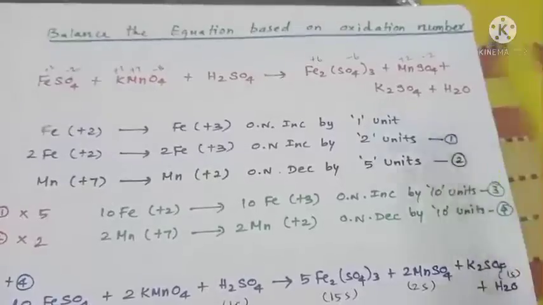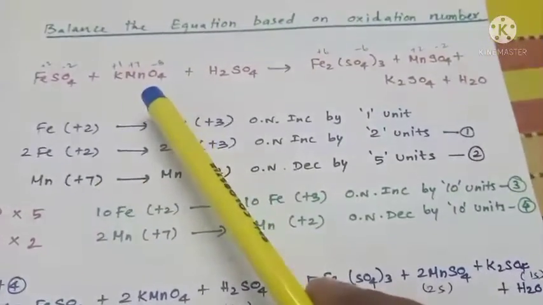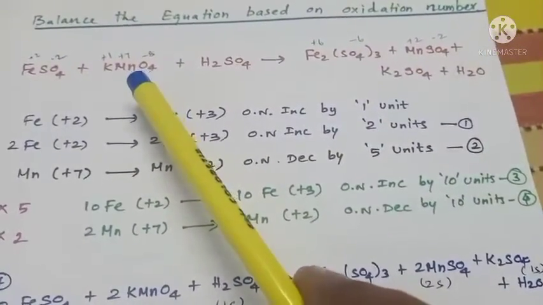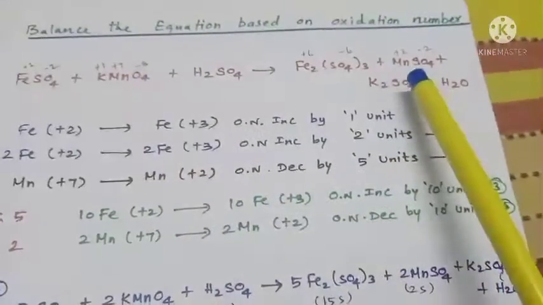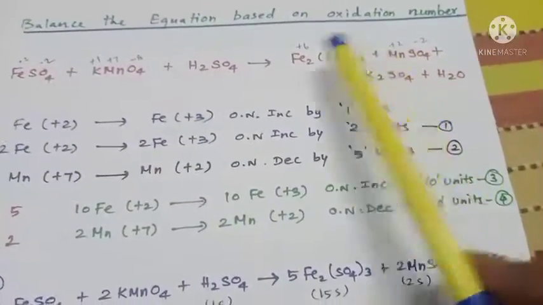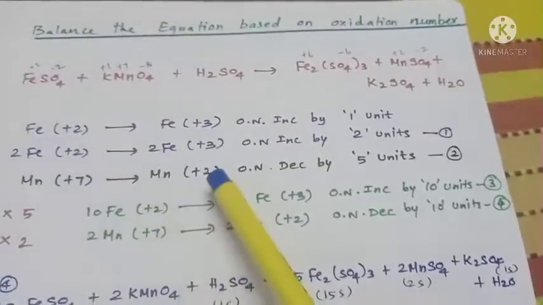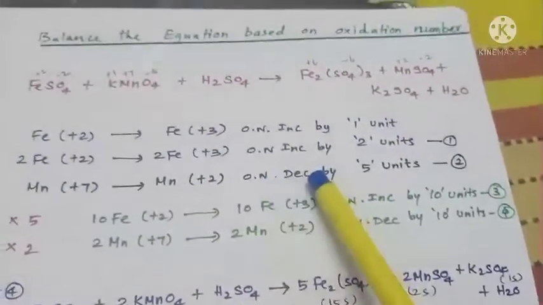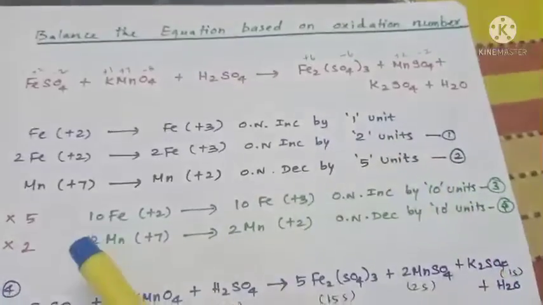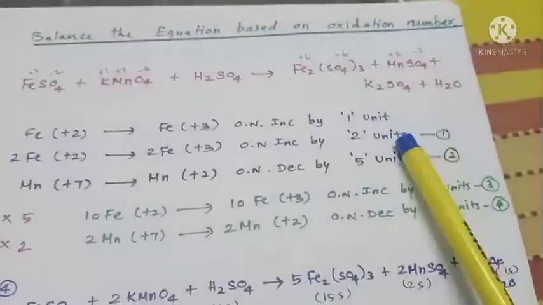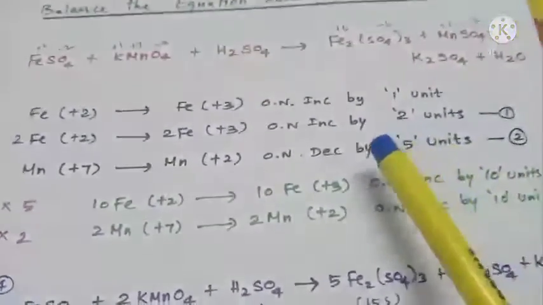Let us call this equation number 1. Then on the left side in potassium permanganate, the oxidation number of manganese is plus 7. On the right side in manganese sulfate, it is plus 2. Therefore, the manganese oxidation number changes from plus 7 to plus 2, isn't it? So it decreases by 5 units. Let this be equation number 2.